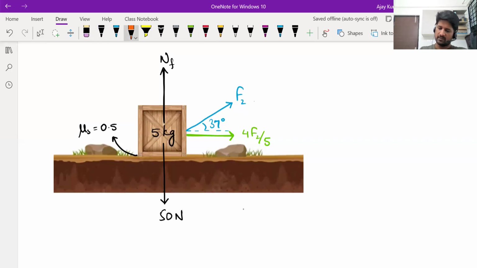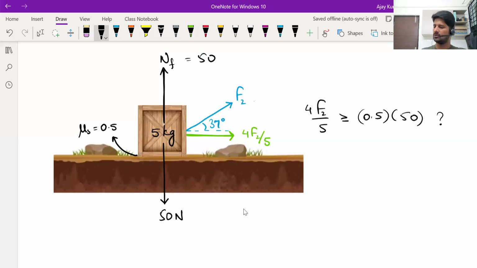So can we say that to start sliding in this case, 4F2 by 5, that's the force trying to make it slide, should be more than or equal to mu s, which is 0.5, and can we say normal is 50 here and write the equation this way? Is this okay? Yes, sir. No, sir. What do you think? Vanilla, why not?